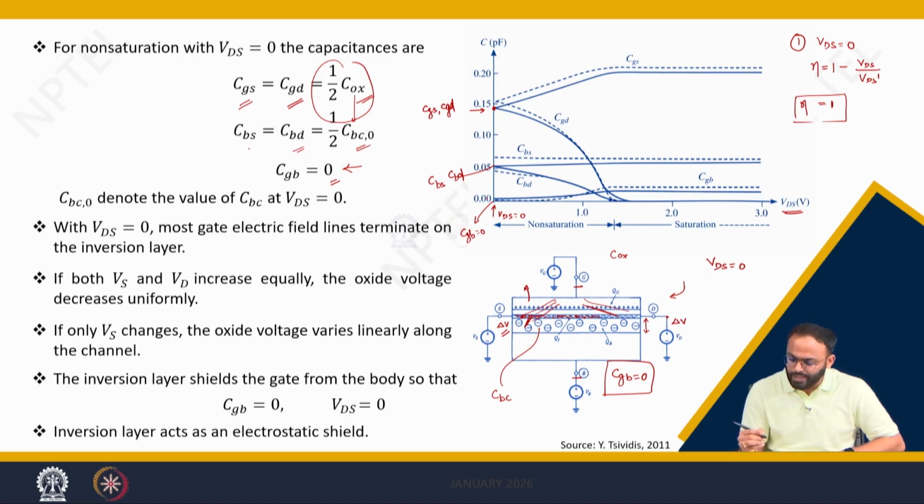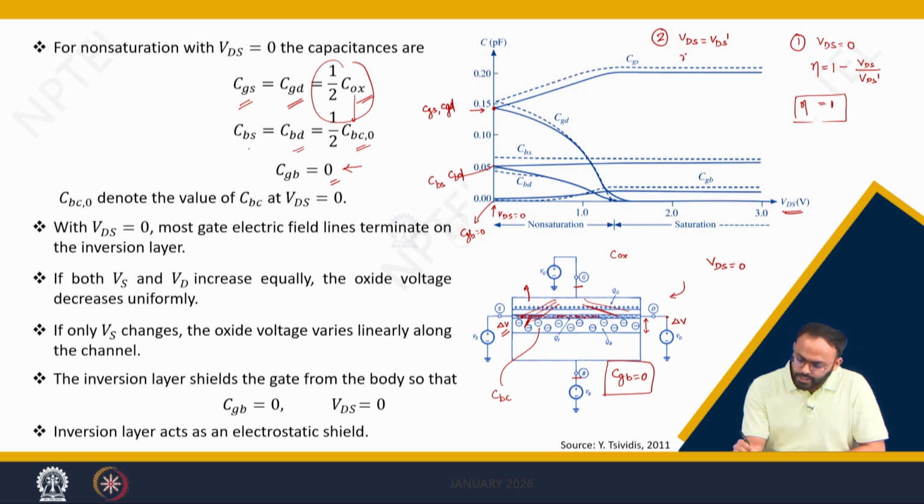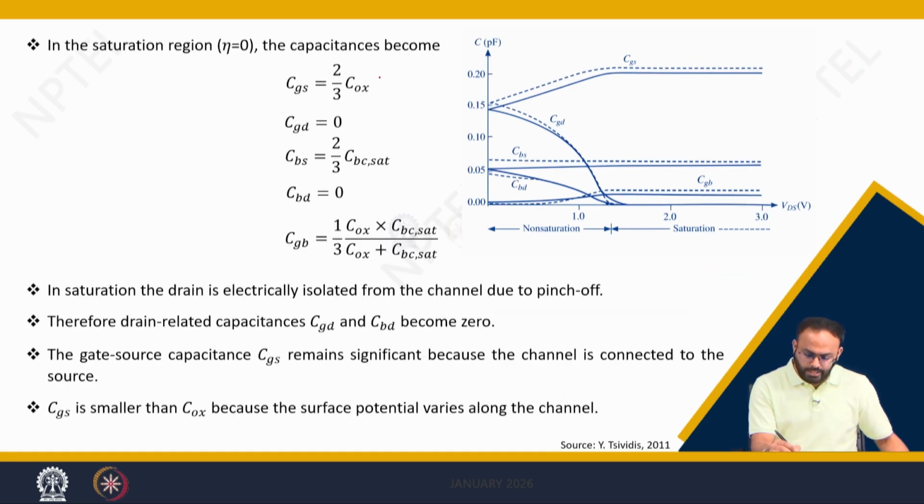Now we will calculate these values for the second case, considering VDS equals VDS dash, meaning you are entering from the non-saturation region to the saturation region. In this condition, what is eta? Eta is equal to 0. So when you put eta equals 0 back in your previous equations, you will get CGS equal to 2 by 3 of COX, CGD equals 0, an important point to note.